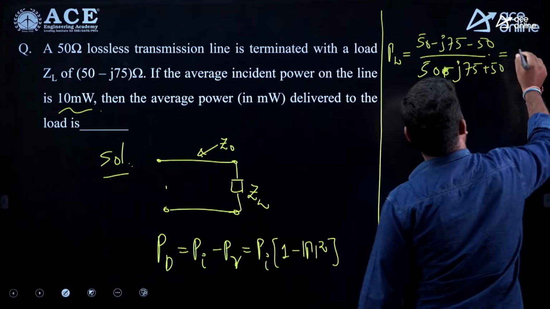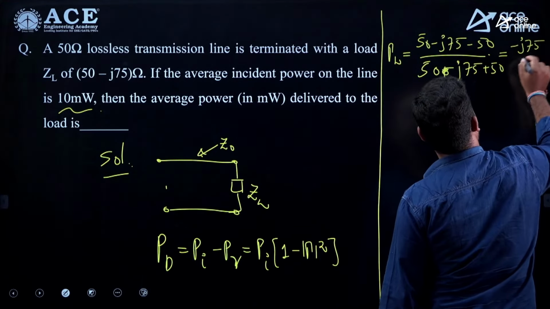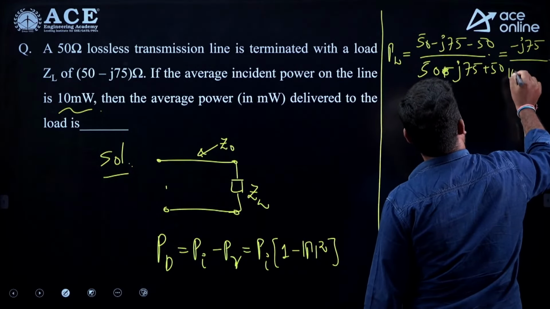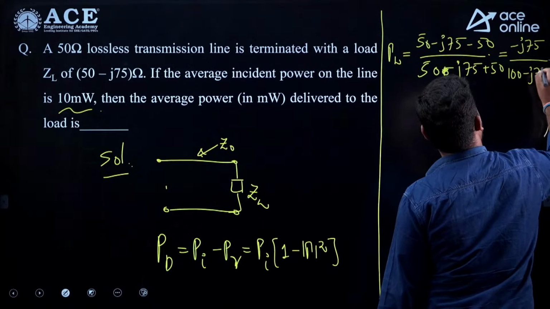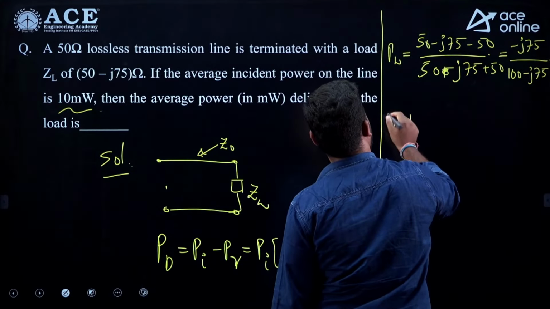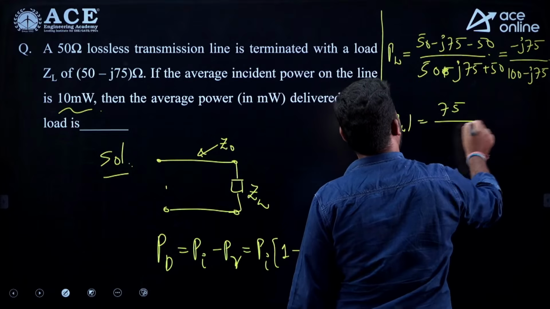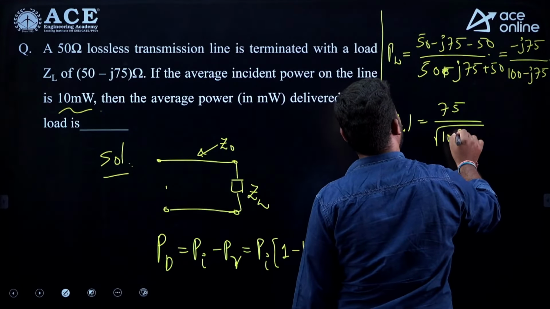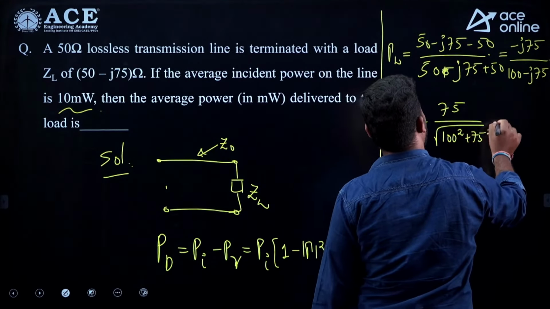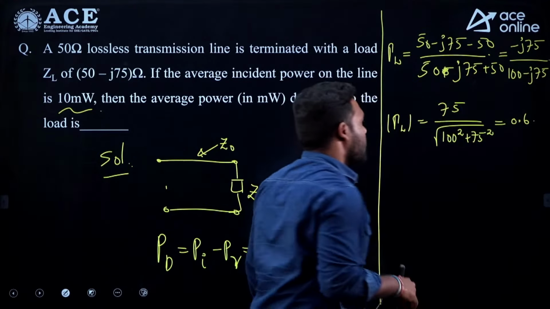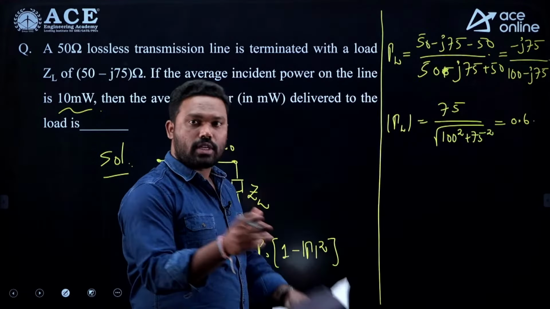So this will become minus J 75 divided by 100 minus J 75. You can take the magnitude of this, which is equal to 75 divided by square root of 100 square plus 75 square, it is 0.6. Clear? This is its value.